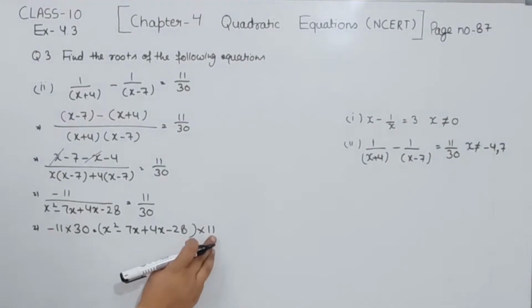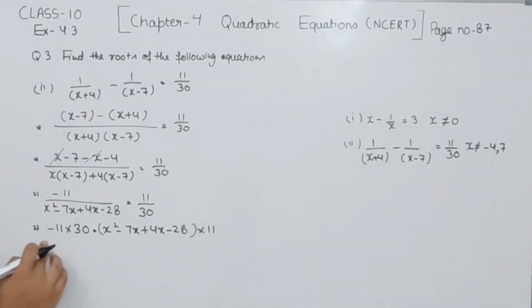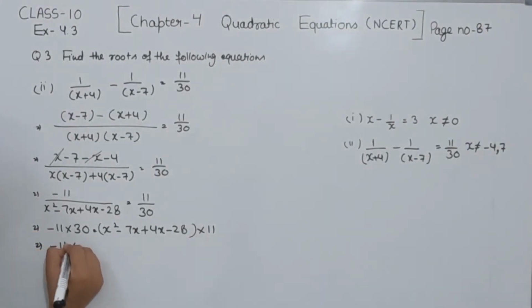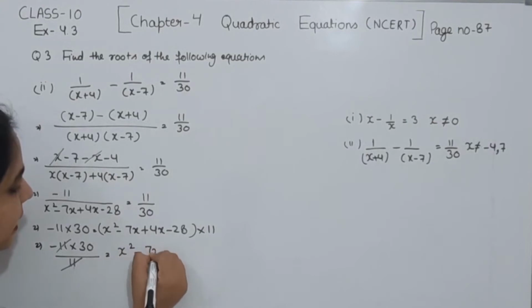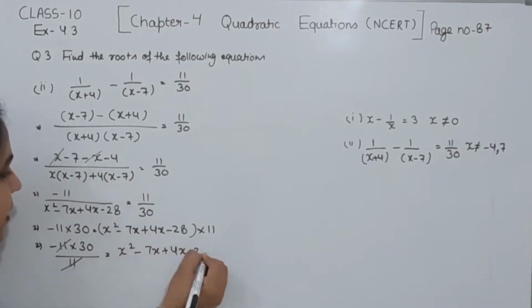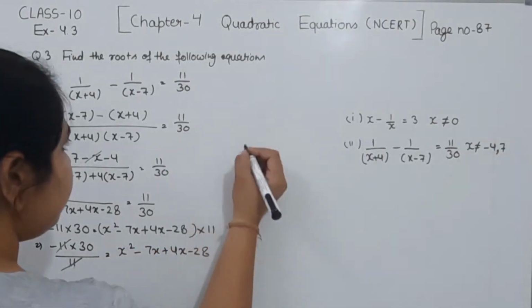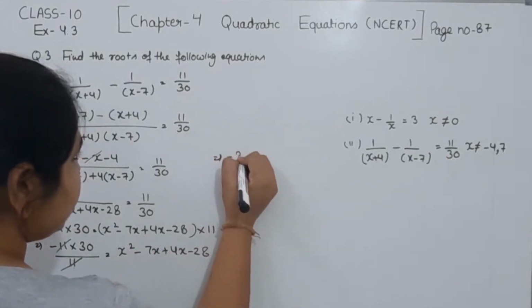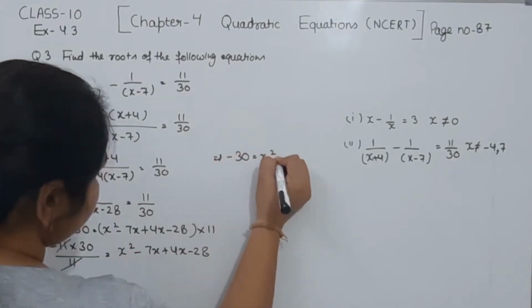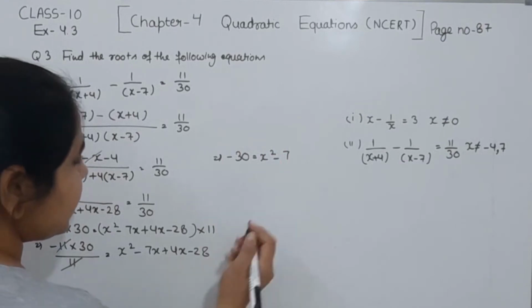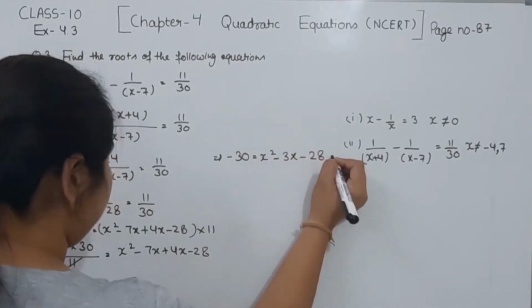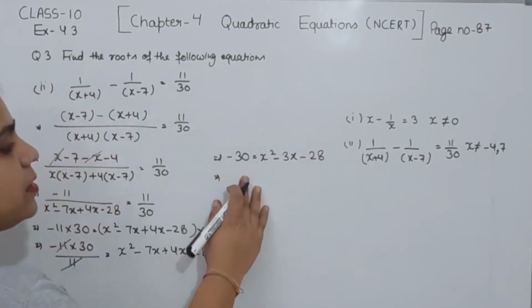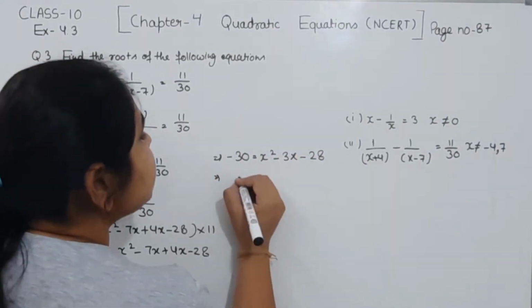I can take this 11 and transpose it here. So this will be minus 11 multiplied by 30 divided by 11, so 11 cancels with 11. Now here we will have x square minus 7x plus 4x minus 28. So we have minus 30 equal to x square minus 3x minus 28, and now we are going to transpose this 30 from the right hand side to the left hand side.